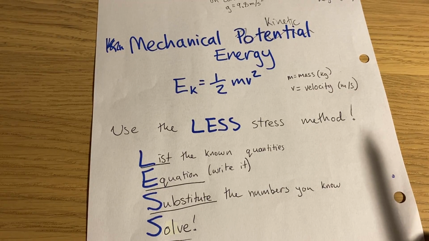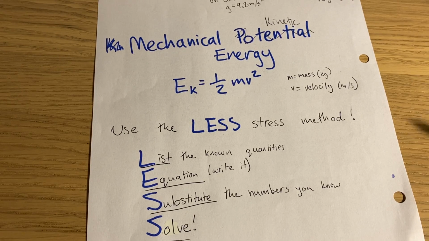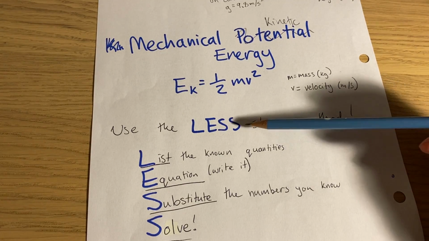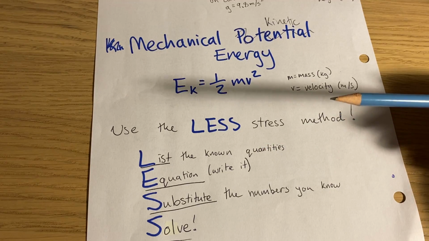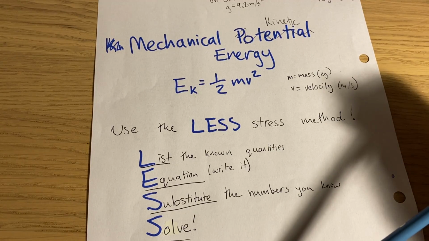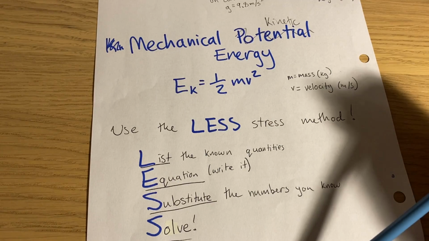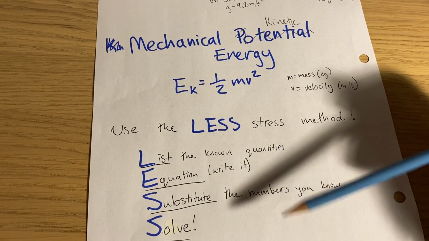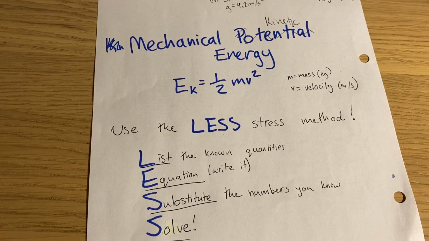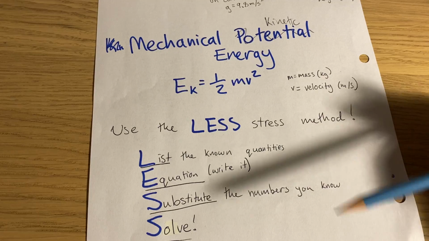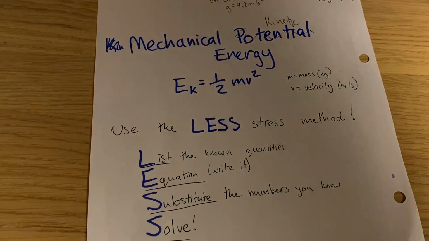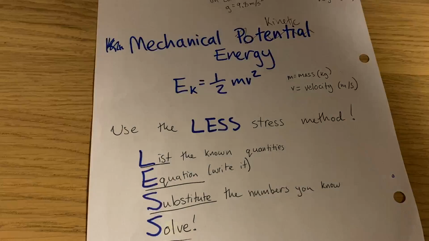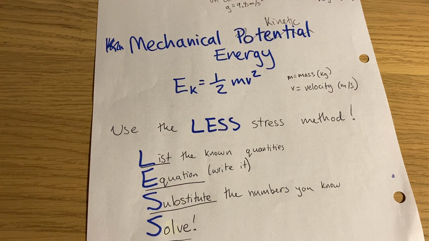And my patented foolproof way of solving physics problems is called the LESS STRESS method. LESS, they all stand for something. L is for list. You list the quantities you're given in the question. E is the equation. You should write the equation you're going to use. S is substitute the numbers you know into the equation. And the second S is solve using your calculator. So we're going to go through some example problems right now.